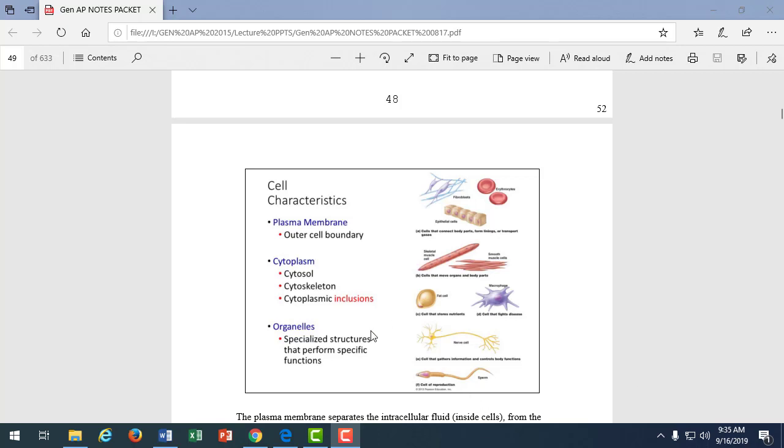One thing I do want to mention is the cytoplasm is not just the fluid, but there's also a scaffolding made up of tiny little proteins that give the cell its shape and structure, so it holds the cell. You know, the organelles can embed themselves in that cytoskeleton. And cytoplasmic inclusions are little chemicals that are floating around the cytoplasm.